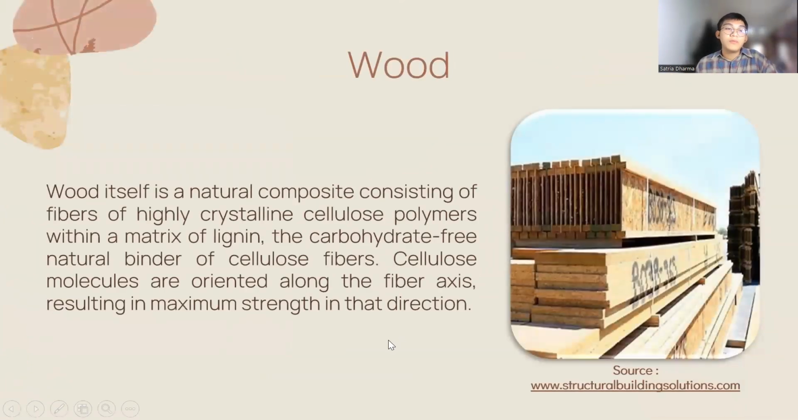Next, wood. Wood itself is a natural composite consisting of fibers of highly crystalline cellulose polymer within a matrix of lignin, the carbohydrate-free natural binder of cellulose fibers. Cellulose molecules are oriented along the fiber axis, resulting in maximum strength in that direction.